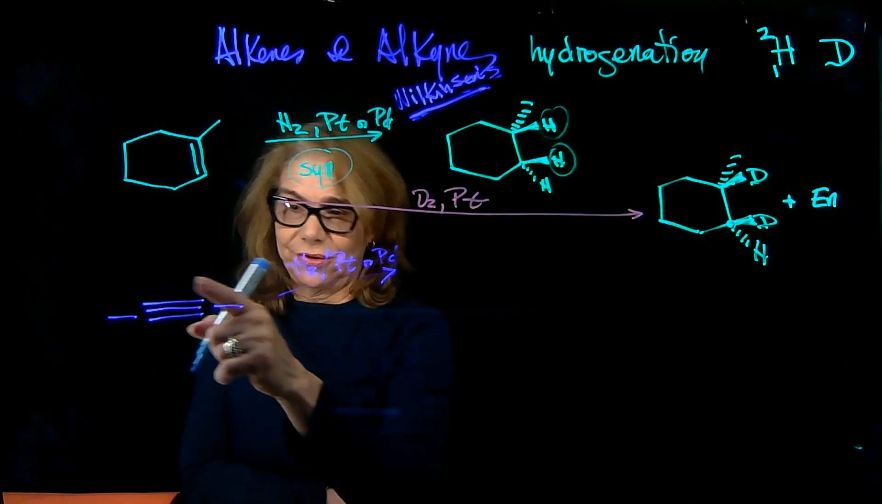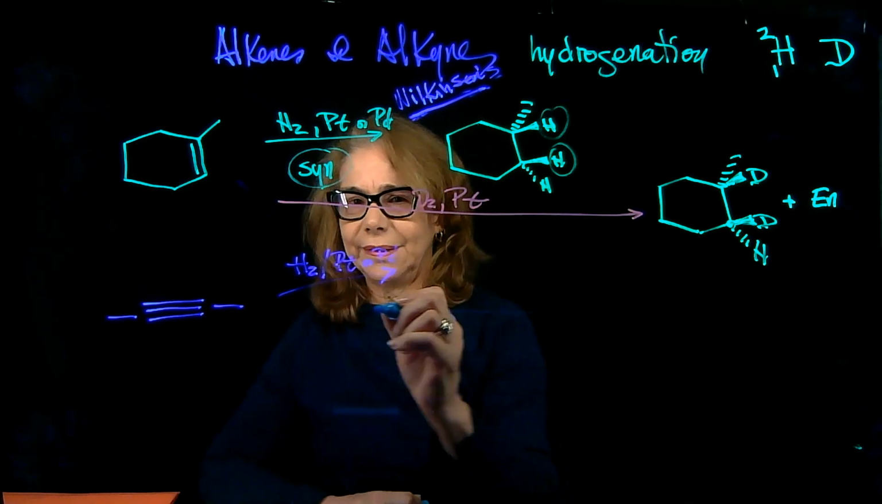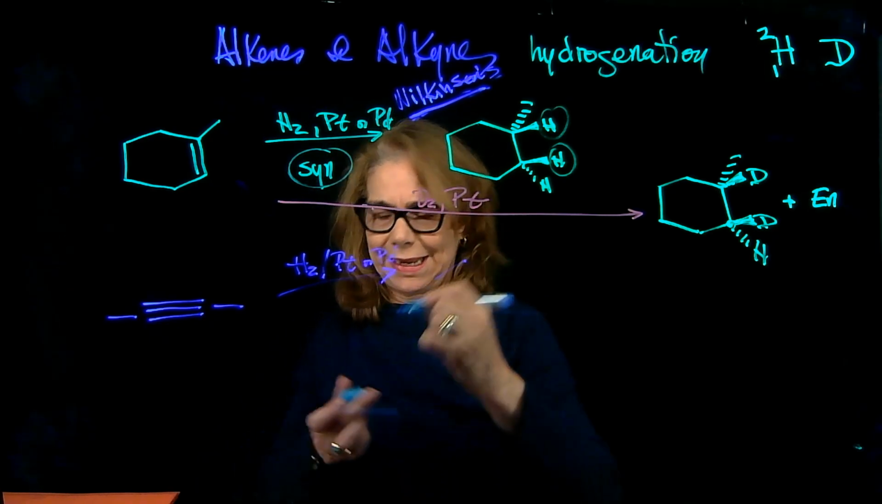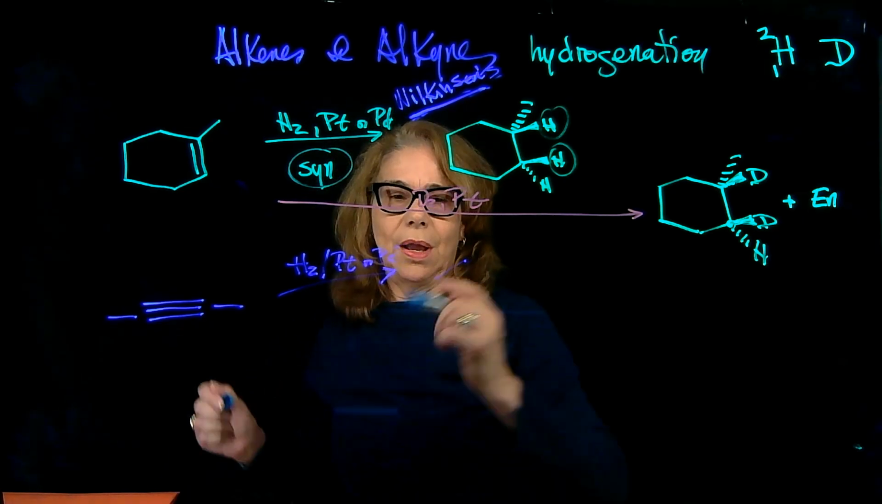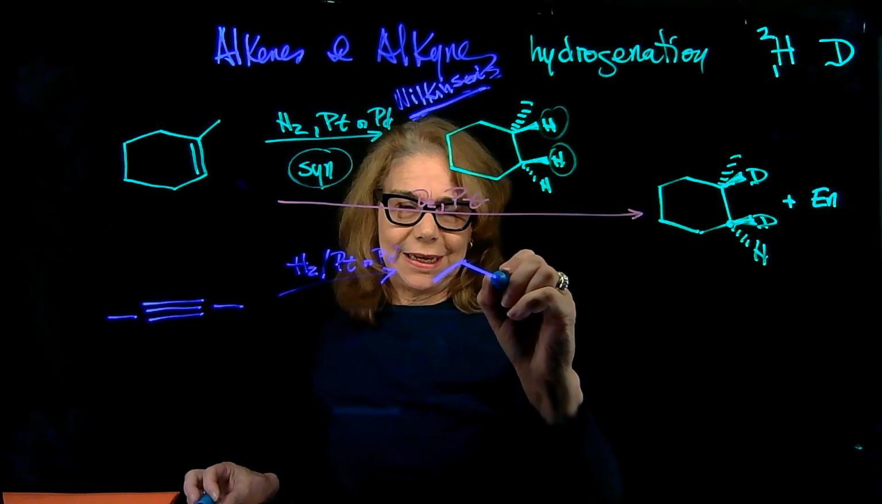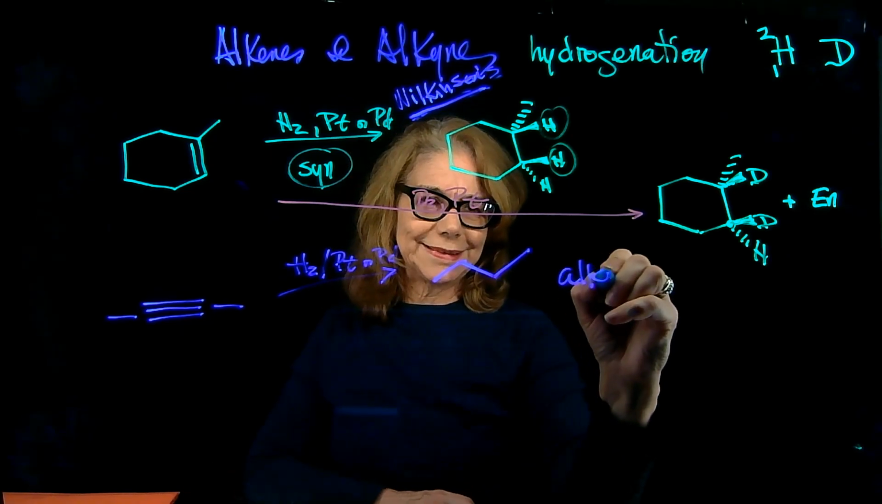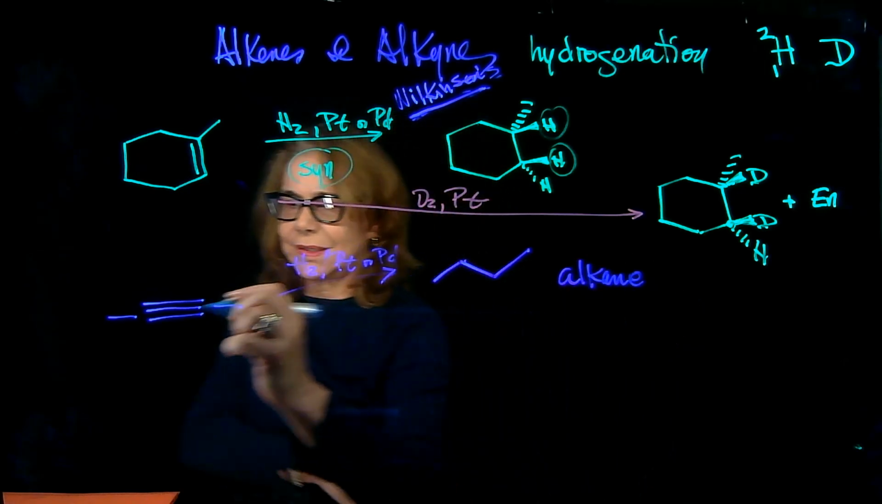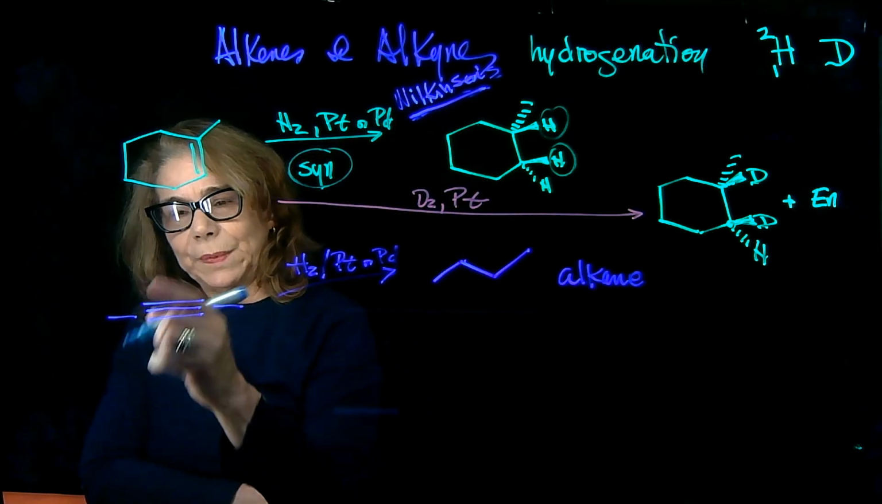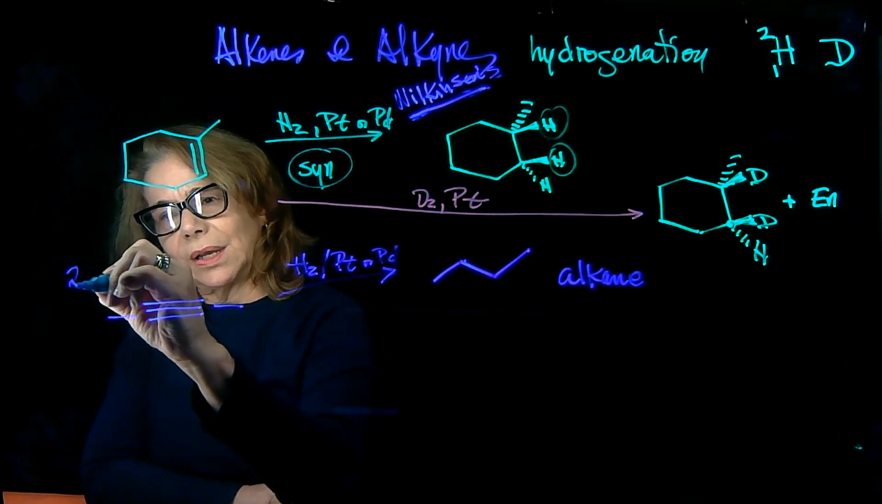So we're going to end up forming an alkane. Hydrogenation of alkynes in this condition will give you an alkane, butane in this case. This will be from 2-butyne.